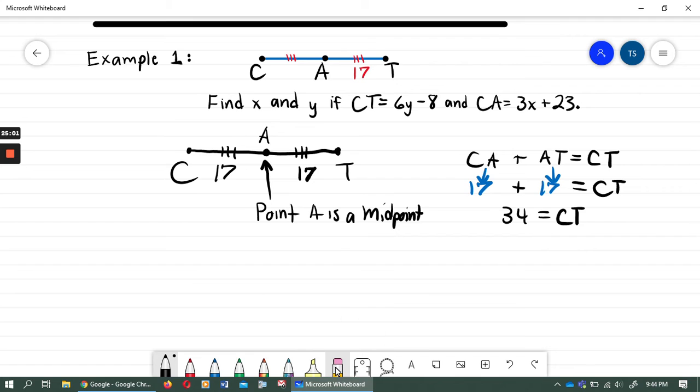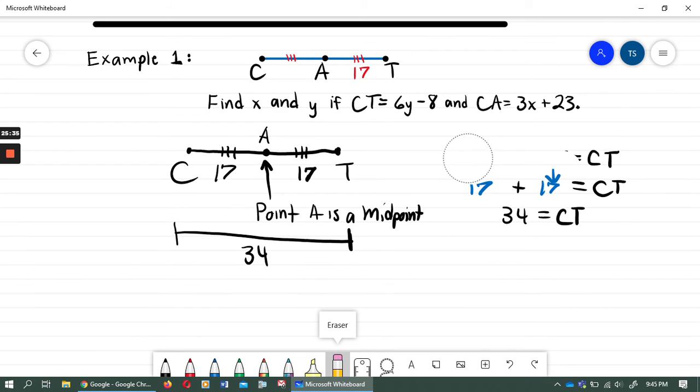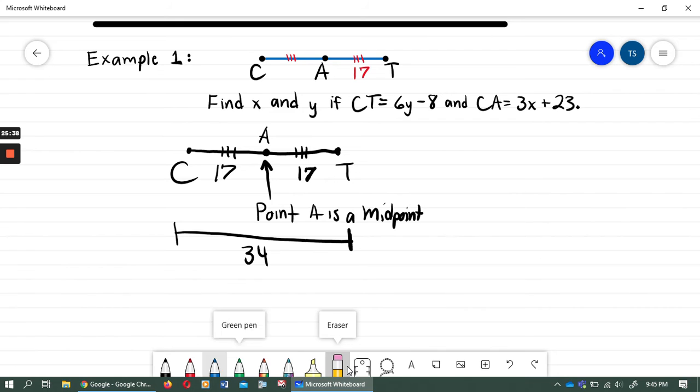I am going to erase what I have right here because we don't necessarily need that. Actually, we don't have to have that written at all. I'm just going to write up here that we had the whole segment length there. That whole segment length was 34. I'm going to erase this. All right, cool.